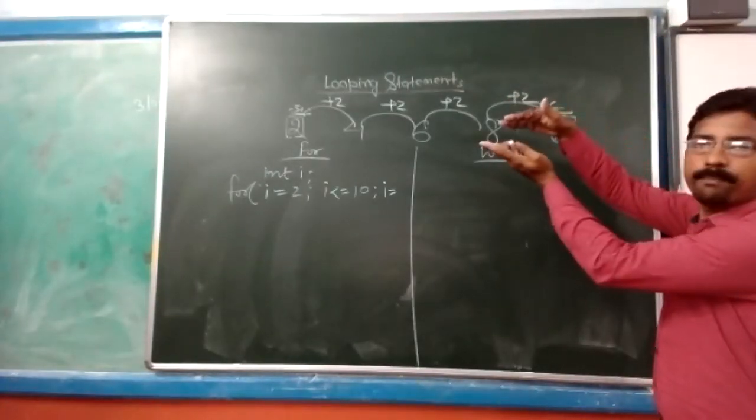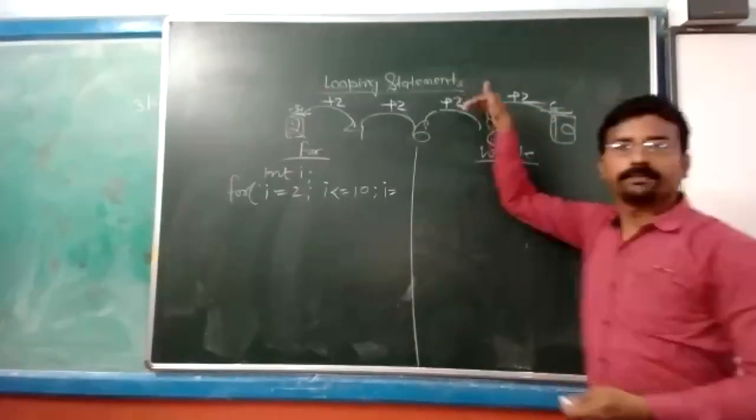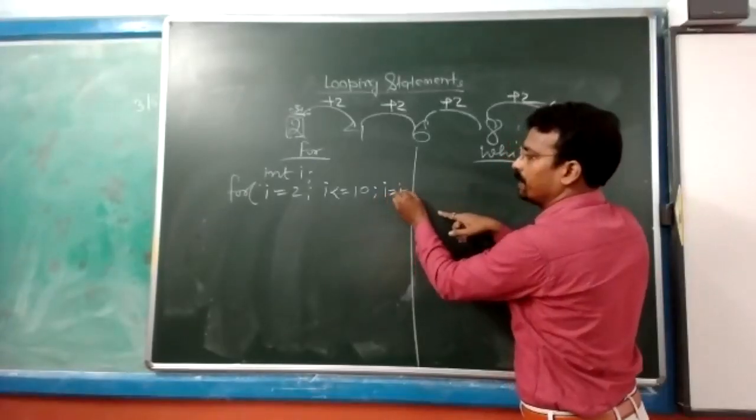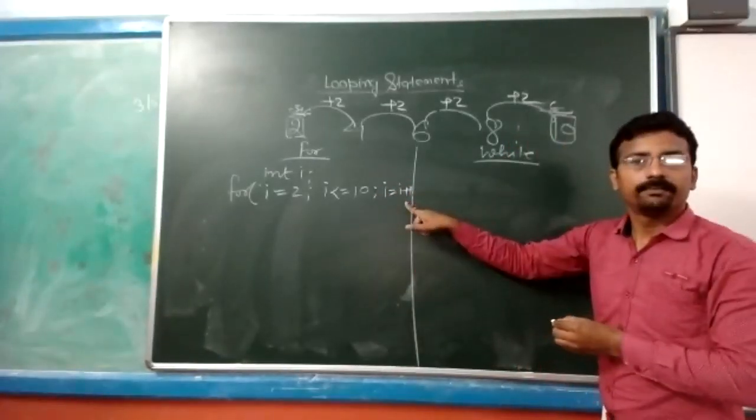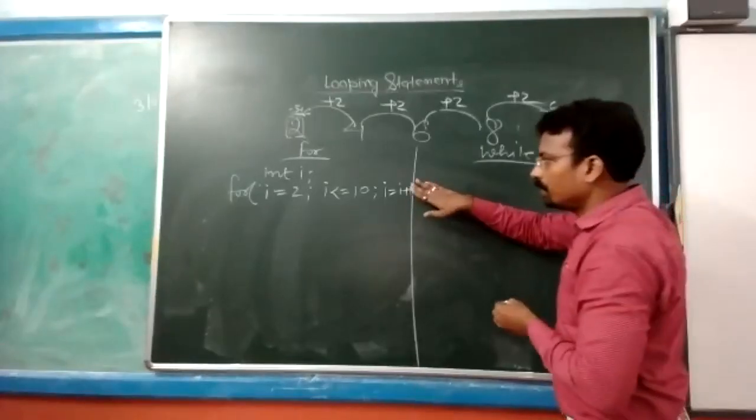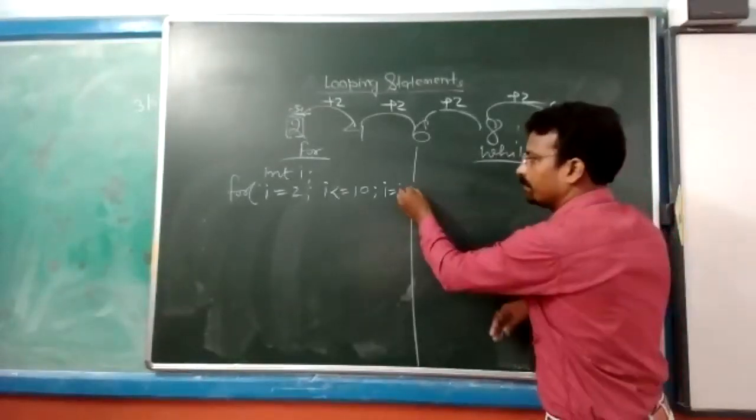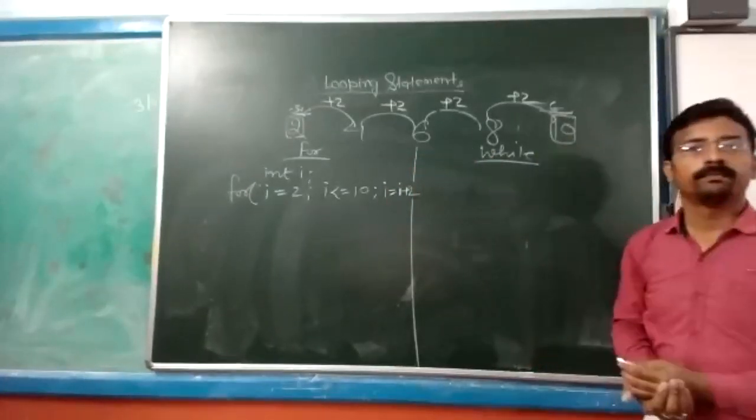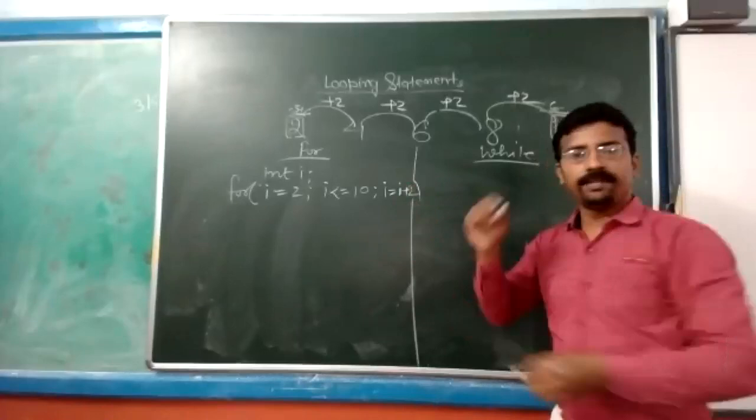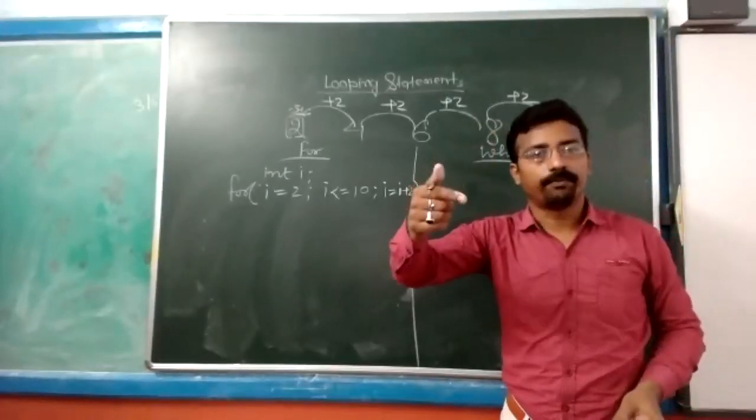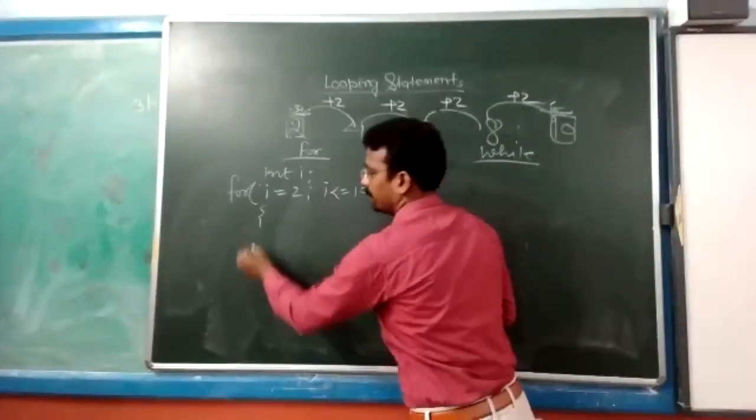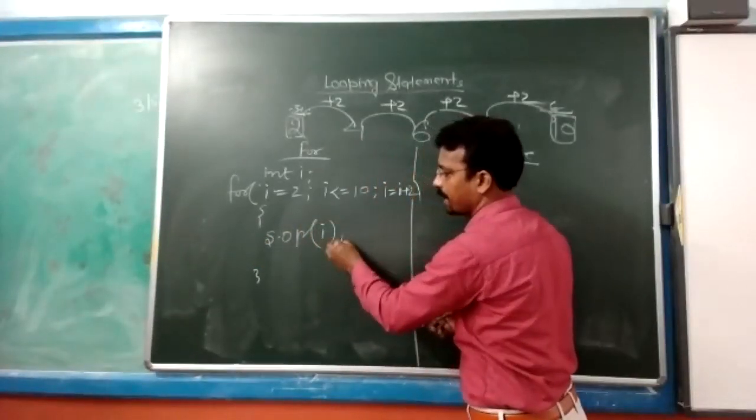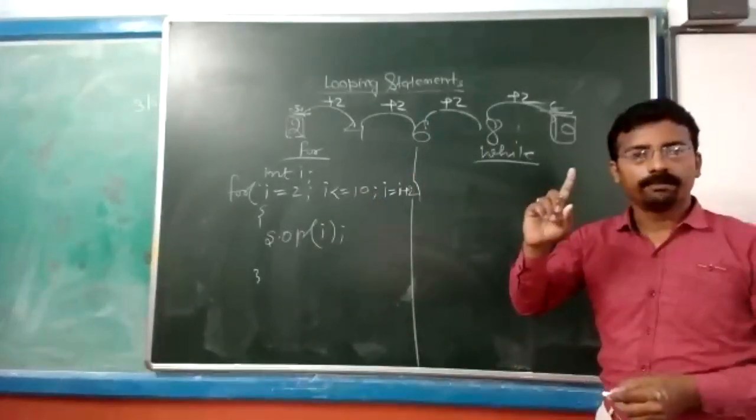So what is the similarity? How are they proceeding? +2. So what will you do? Writing I +1 here will not be correct. So what will you do? You will update it. Now see what is happening. As we have seen the sequence of statements, System.out.print, if I print I, now see the working.